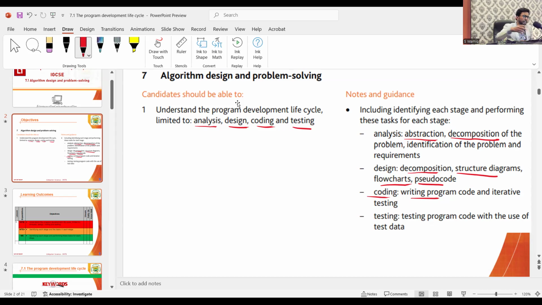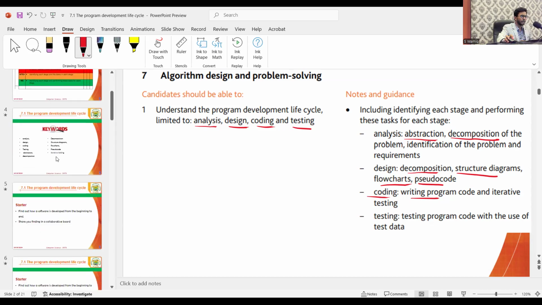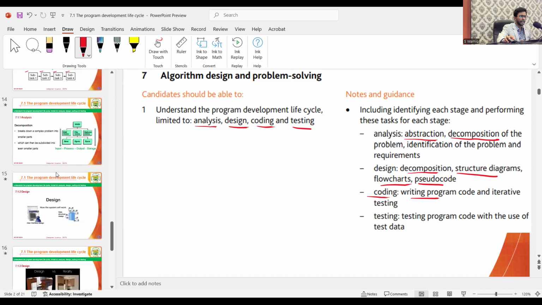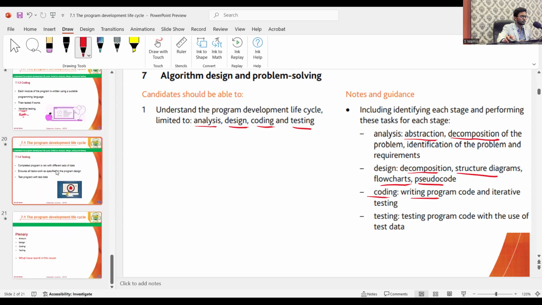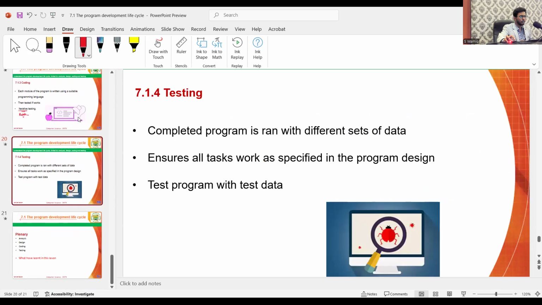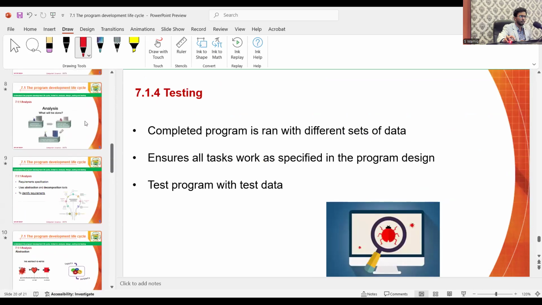Just to spice things up a little bit, I'm giving you guys an activity, and you need to solve it and then get back to me. So just give me a moment.